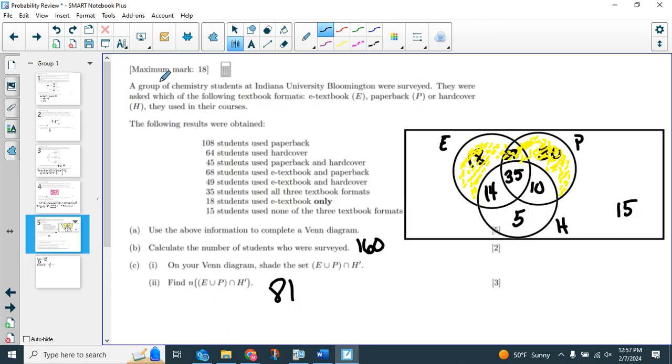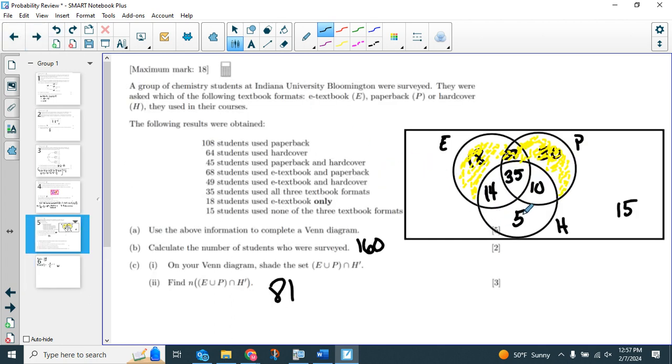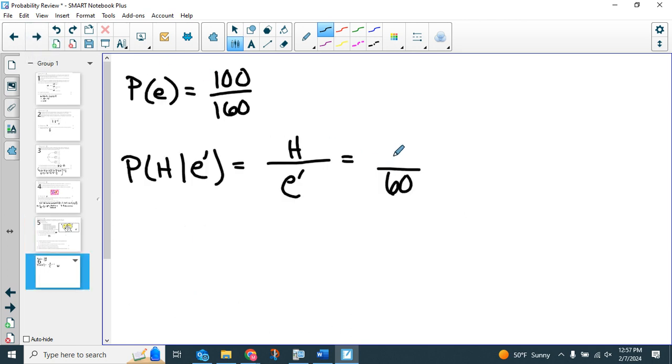First, I'm going to look at how many students did not use an e-textbook. There's 30 here, 10 makes 40, 45, and 60. So 60 students did not use an e-textbook, so that's going to be my denominator. Now of those 60, how many of them used a hardback? 10 and 5 make 15. So 15 out of 60. Of course, you could reduce that to 1/4 or 0.25, but certainly not needed.